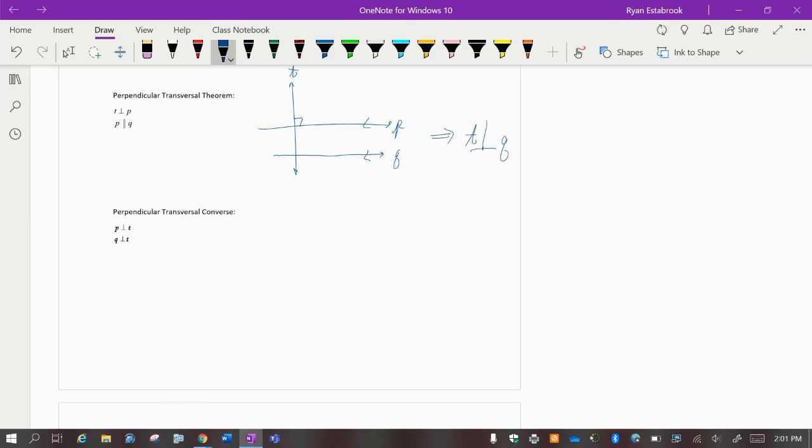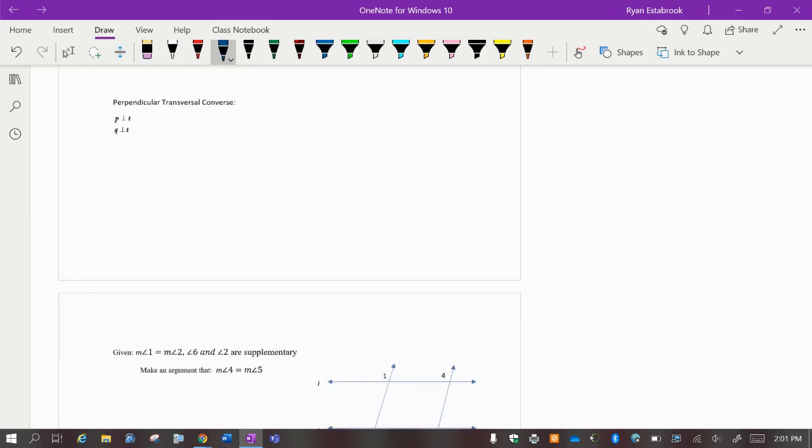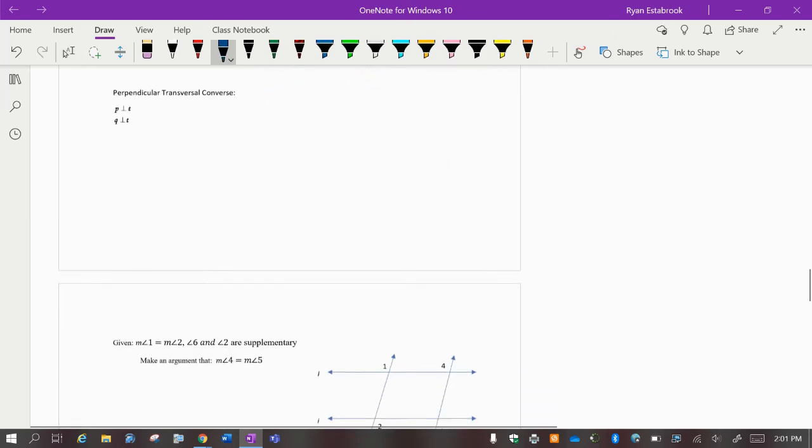So theorem true. This perpendicular transversal converse is more significant. And it says that as long as we're in one plane, if P is perpendicular to T and Q is perpendicular to T, so if this is a right angle and this is a right angle, then what we can conclude is that line P is parallel to line Q.